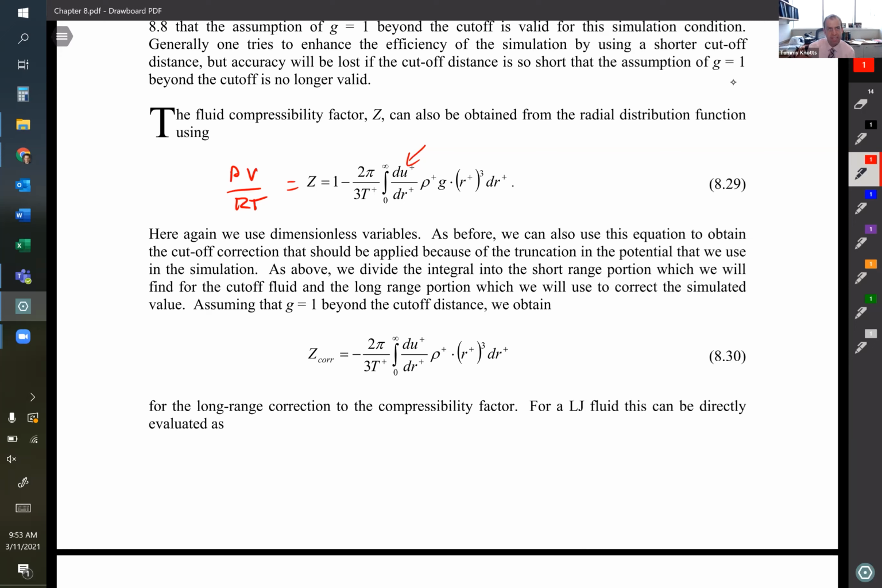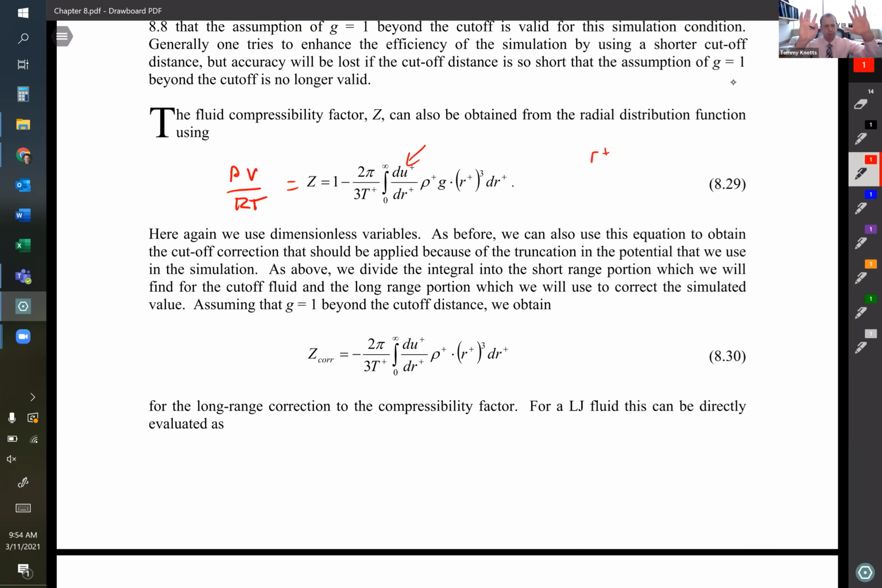And those are the two big properties, I guess. If you know the radial distribution function, you can get the energy or you can get the pressure by this integral. And don't get confused again by the r stars. Remember, the r stars just mean we're in dimensionless numbers. We've divided the energies by epsilon. We've divided all the distances by sigma.